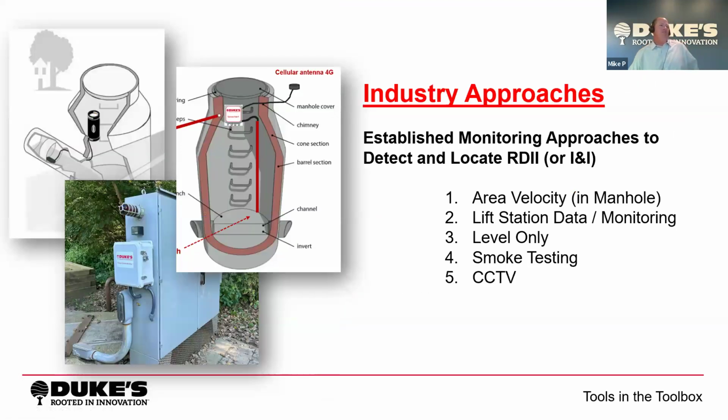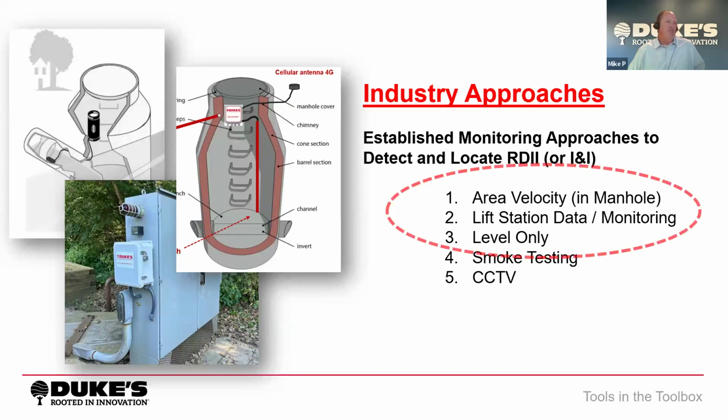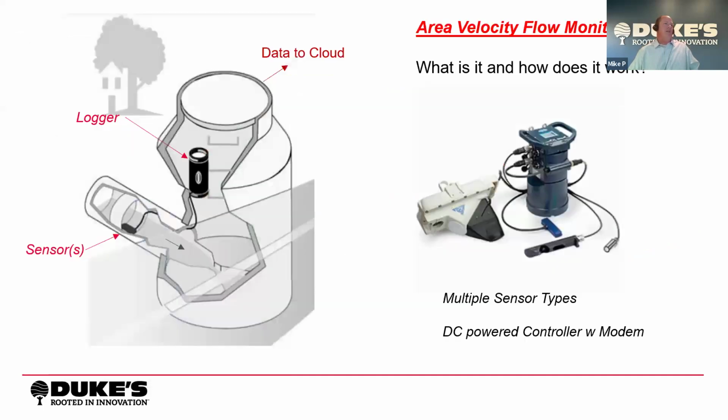So the established industry approaches, I've broken this down into 5, and we're going to focus on 1, 2, and 3 here. So area velocity refers to open channel or gravity flow metering, and then lift stations or pump stations. If they're there, a great spot to collect data. And then level only, we'll touch on a couple of things there. So jumping right into it here.